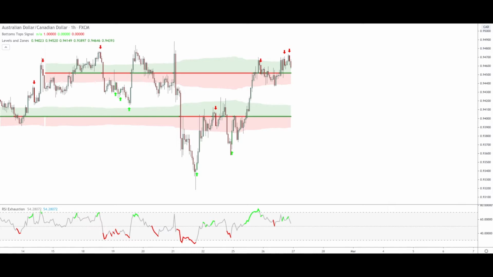We trade the markets the minimalist way, making clear and simple analysis using clear and simple trading indicators. Today I'm looking at the Australian dollar, Canadian dollar on the 1 hour time frame, and I'm using three indicators: the bottom stop signal, the levels and zones, and the RSI Exhaustion.